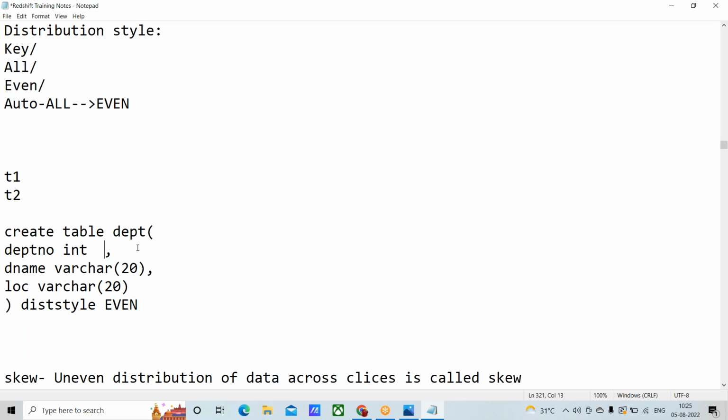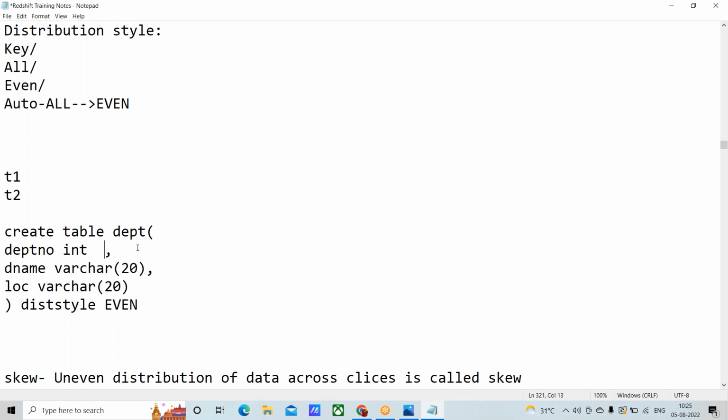But the record size calculation will not change. Integer size will not change from 4 bytes to 2 bytes. That is a standard. You are only compressing the data, but an integer will always be 4 bytes. The varchar 20 for rename will always be 20 bytes, and location will always be 20. But since you are applying compression, at the disk level it will occupy less space while storing at the disk.